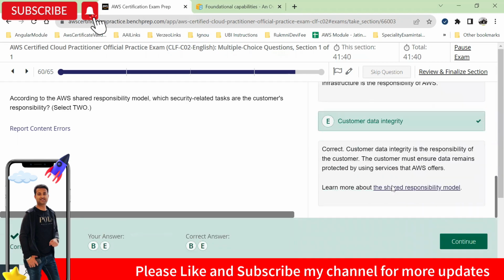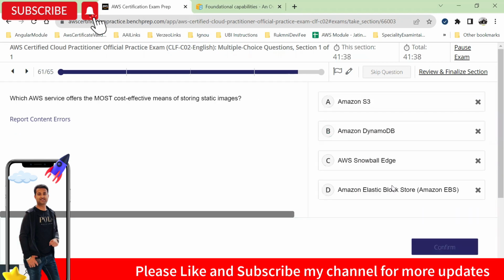Client side data encryption and customer data integrity. Which service offers the most cost-effective means of storing static images? When there is a word like static and it is talking about the most cost-effective storage option, you know Amazon S3 would be the choice. So out of all the options mentioned here, Amazon S3 is the choice.